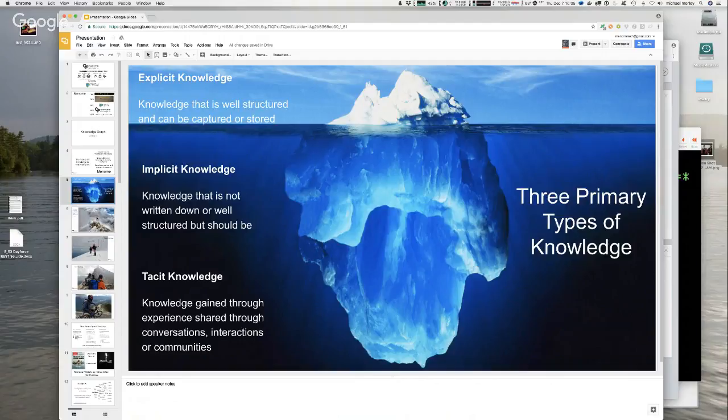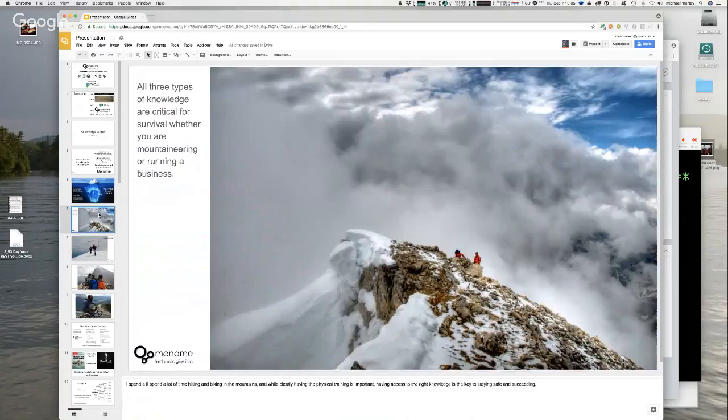So what we thought we'd do, in the sense of being from Canada, is take you through a bit of an example of these types of knowledge to frame it up. So I spent a lot of time in the mountains, and this is Mount Temple near Lake Louise. And so I do a lot of mountaineering and whatnot.